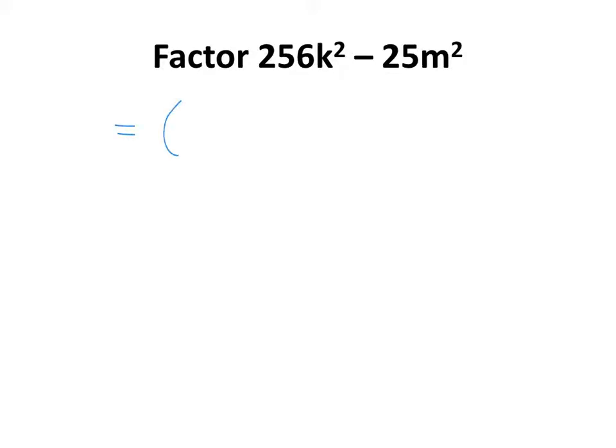Here again we see two terms that are joined by subtraction. 256k squared would come from 16k multiplied by 16k, and 25m squared would come from 5m multiplied by 5m. One factor will involve adding, one will involve subtracting, and we're finished.